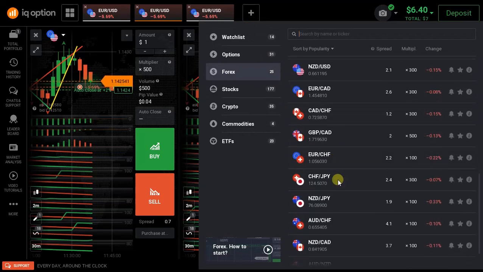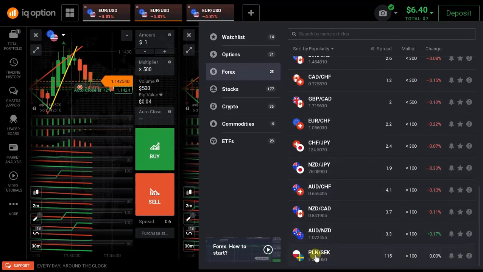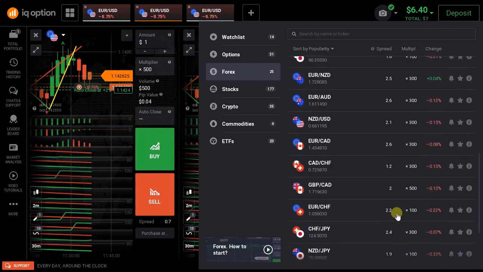You find that some pairs here, like the last pair down here, the PLN SEK, can even go up to 100. So right now it's 100. The spread is 115. This is a big spread, so it's very deadly to work in this pair. These ones are still at 3, but it's still so big to work in such a spread.